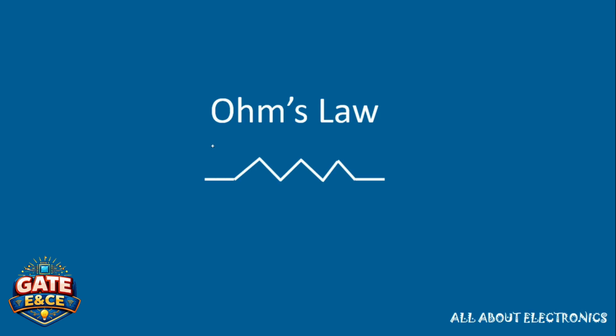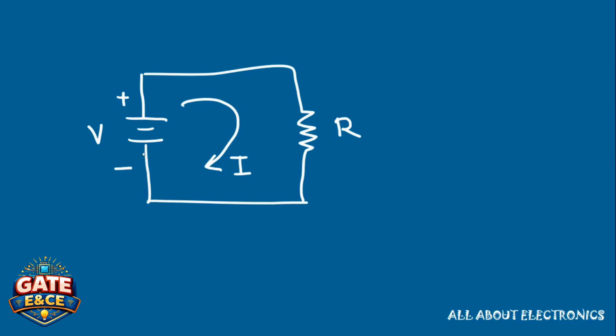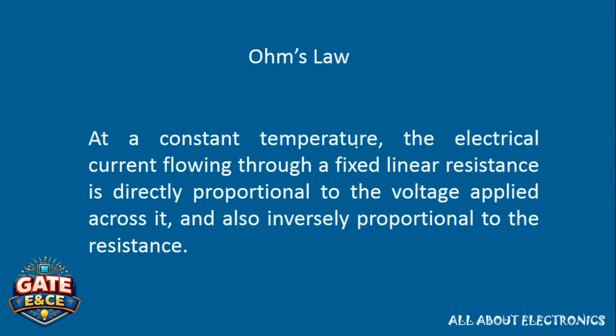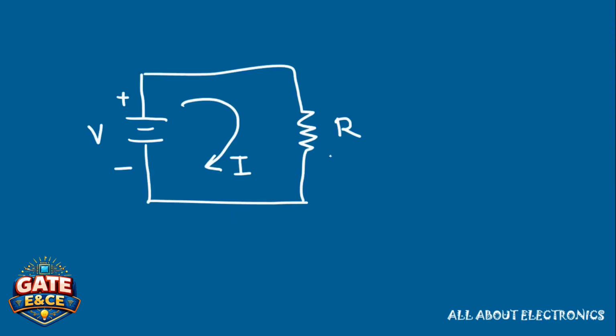So let's say we have one voltage source which is connected to one resistor R. Because of that, the current will flow through this resistor R. According to Ohm's law, at constant temperature, the electrical current flowing through a fixed linear resistor is directly proportional to the voltage applied across it, and it is inversely proportional to the resistance. So the current which is flowing through this resistor R is directly proportional to the voltage applied across it, and it is inversely proportional to the resistance of this resistor.